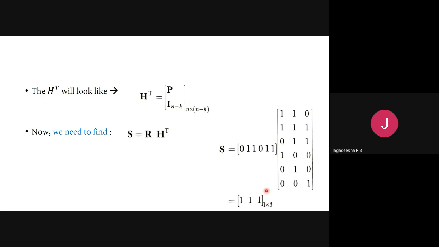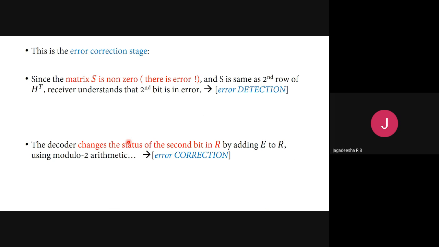So what's the conclusion here? What has happened to the syndrome vector? Is it 0? Because we know in the theory, if you go back to the previous lecture, lecture number 26, we discussed that if the syndrome vector is 0, then no error. Otherwise, the receiver has to think. So here, in the error correction stage, the matrix S is non-zero. It is not 0, right? There are some ones here. That means there is error. So error is detected.